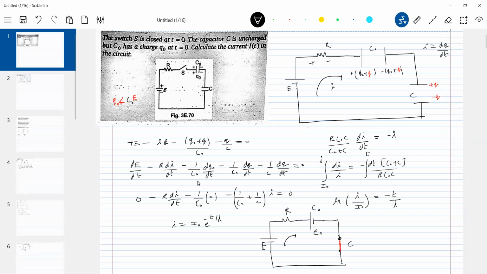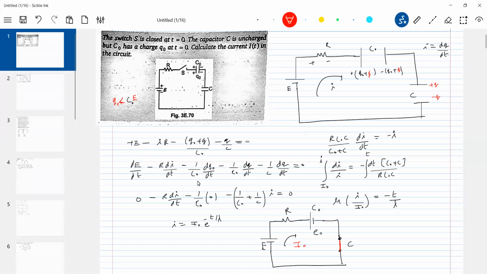Sir, why are you picking up current only in this direction? It all depends upon the value of Q naught. If Q naught is greater than C naught E, then the initial current I naught will flow in opposite. Then you put minus I naught. We are assuming that the initial current I naught will flow in the direction of the current at any time t. So therefore I am writing plus I naught. It will be minus I naught when the drop across capacitor is greater than EMF. So in that case you can put minus I naught.